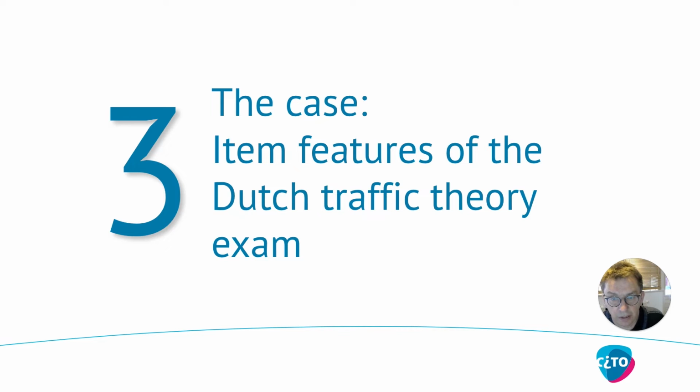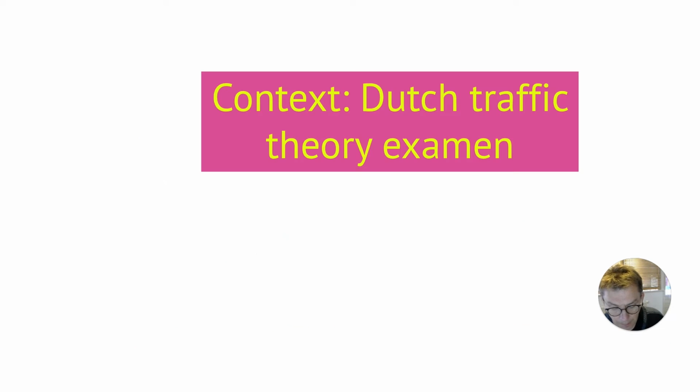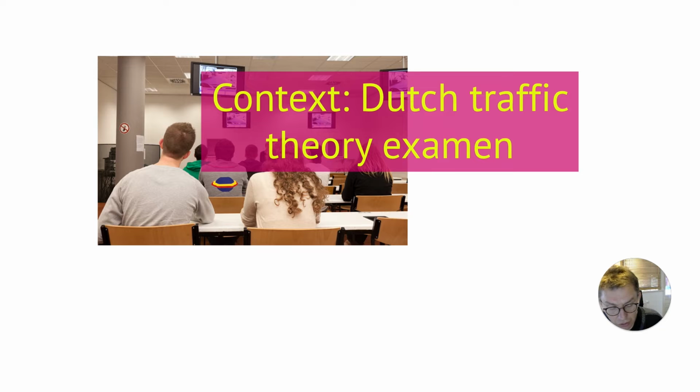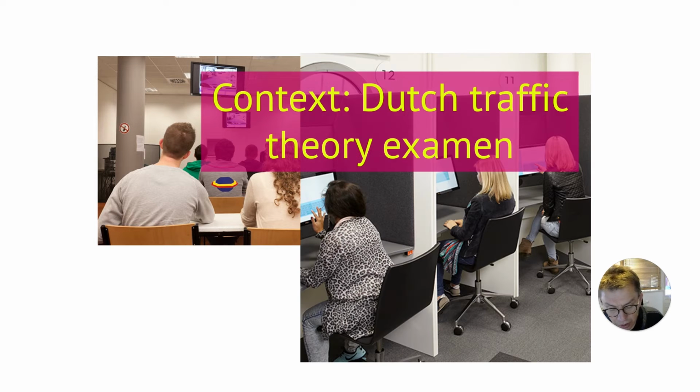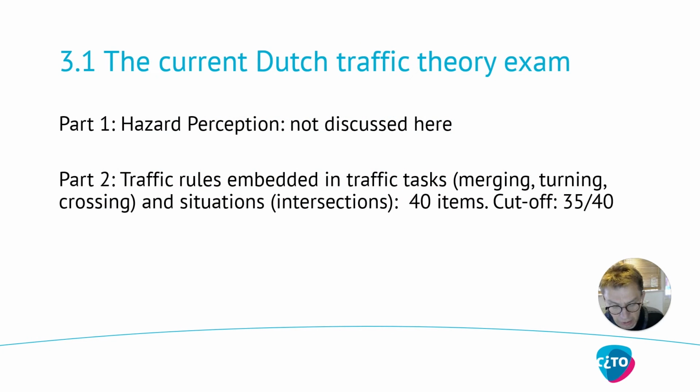The case for today is the Dutch traffic theory exam. The theory exam has gone through many changes, evolving from a classroom-based whole group test into individual computer-based test. The traffic theory test consists of 2 parts. The first part about hazard perception in traffic is not discussed here. The second part is object of our study. It's about traffic rules embedded in traffic tasks, such as merging, turning, crossing, in traffic situations, such as intersections. This part contains 40 items and the cutoff score for passing is 35 out of 40.